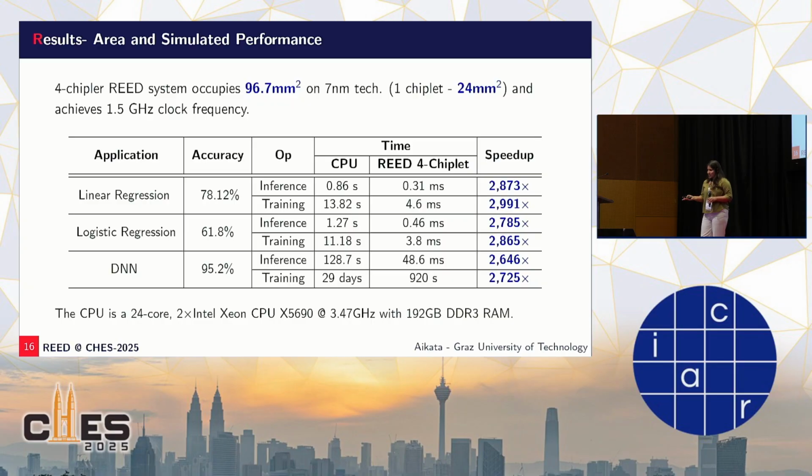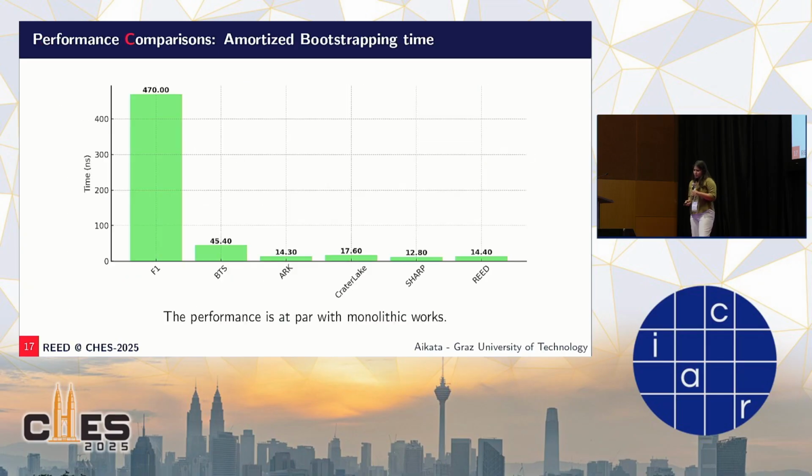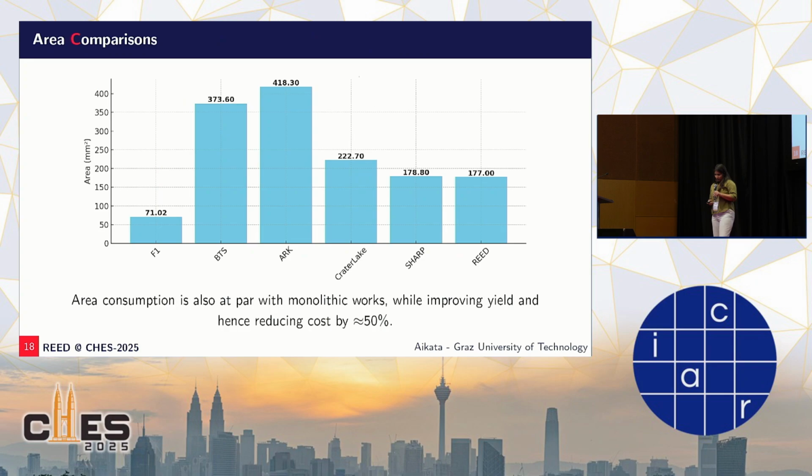What this means is encrypted DNA training that was taking around 29 days can be done in 920 seconds using this 4-chiplet READ system. If we compare our work to prior monolithic works, we see that the performance is quite at par with the prior works, and so is the area, while improving yield and hence reducing the cost by almost 15% because it's a chiplet-based design.